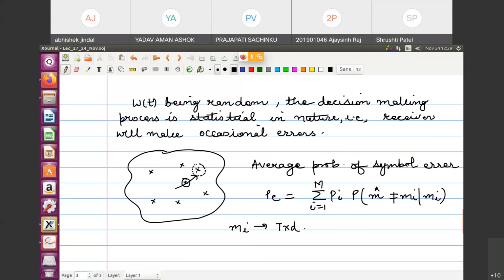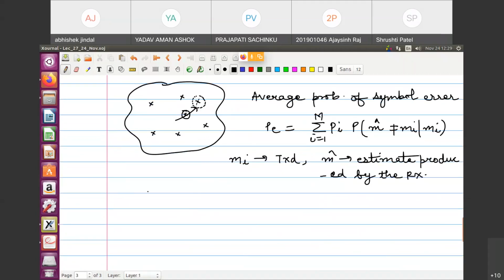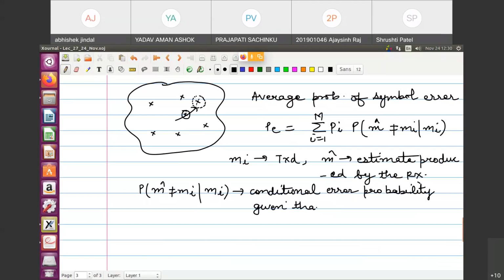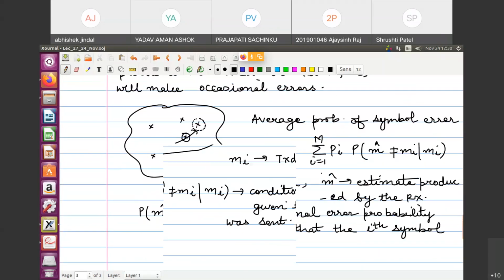m i is what is transmitted, m cap is the estimate produced by the receiver, okay, and P of m cap not equal to m i, condition m i is the conditional error probability given that the i-th symbol was sent. I hope things are clear because I have written the definition, but this is the way you will define the average probability of symbol error.